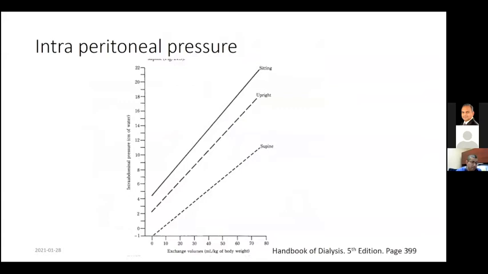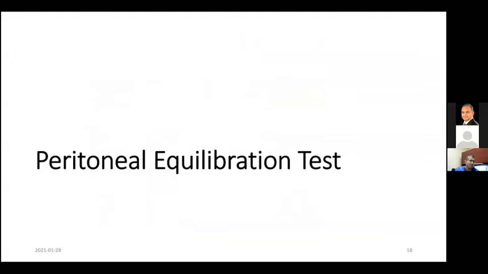So what is the peritoneal equilibration test? Each one of us has a peritoneum, obviously, but the characteristics of each one's peritoneum are different. This is the test which shows what that character is, which is going to determine whether PD is going to work and how long the dwell is going to work.